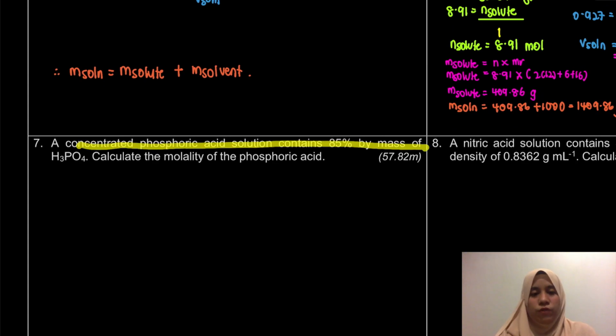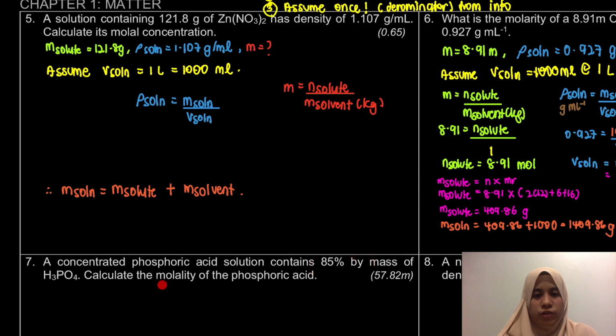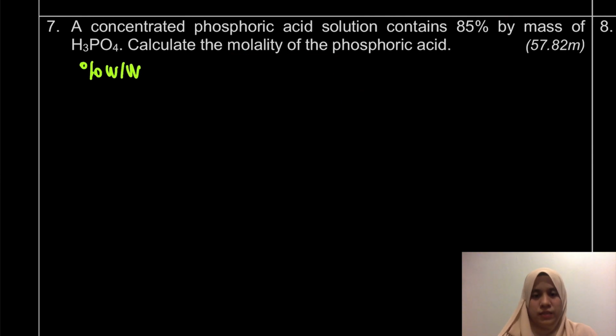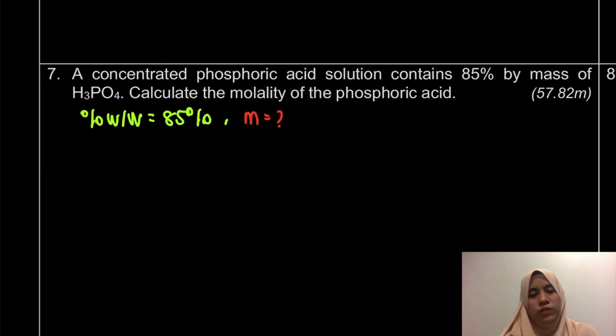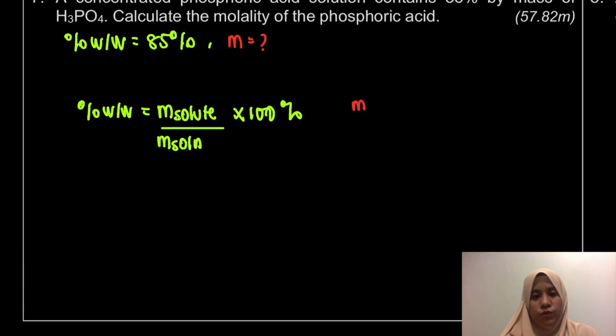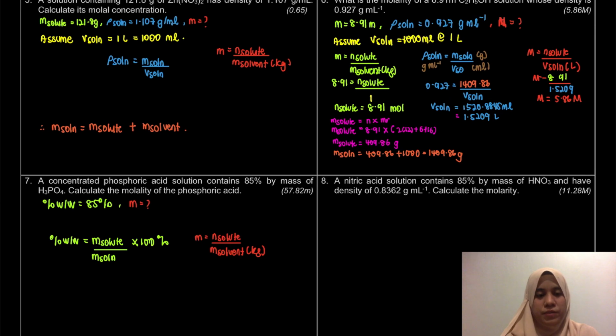Okay, so now let's look at example number 7. Again, what we will do is extract the information and question. There is only one piece of information, which is the percentage by mass. If you see percent, that is percentage; it could be by volume or by mass. Now let's write down the formula. It's the mass of solute divided by mass of solution times 100. And molality is the mole of solute divided by the mass of solvent, which must be in kilogram. So now it's a bit different, we have percentage by mass.